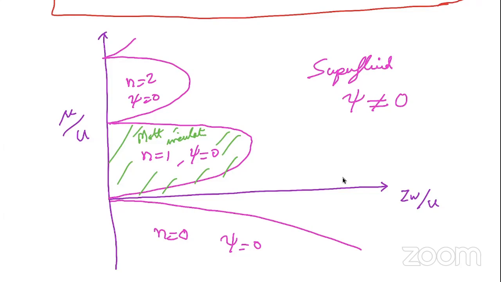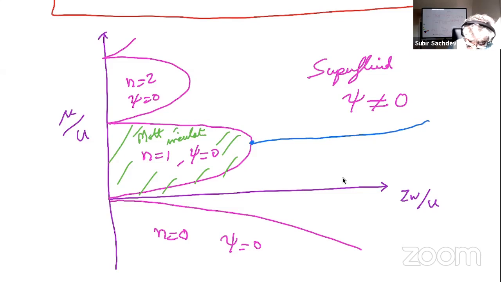Let me use some other color here. For example, here the density is 1. And what you typically find is that if you go from the tip of the lobe straight out, there's some line, not necessarily straight, where the density is 1. And then there's a similar line here where the density is 2. So that's the contour of equal density in the superfluid. It's some strange curve. The density keeps changing as you vary couplings for fixed chemical potential. So these are isodensity lines. The blue lines are the isodensity lines.